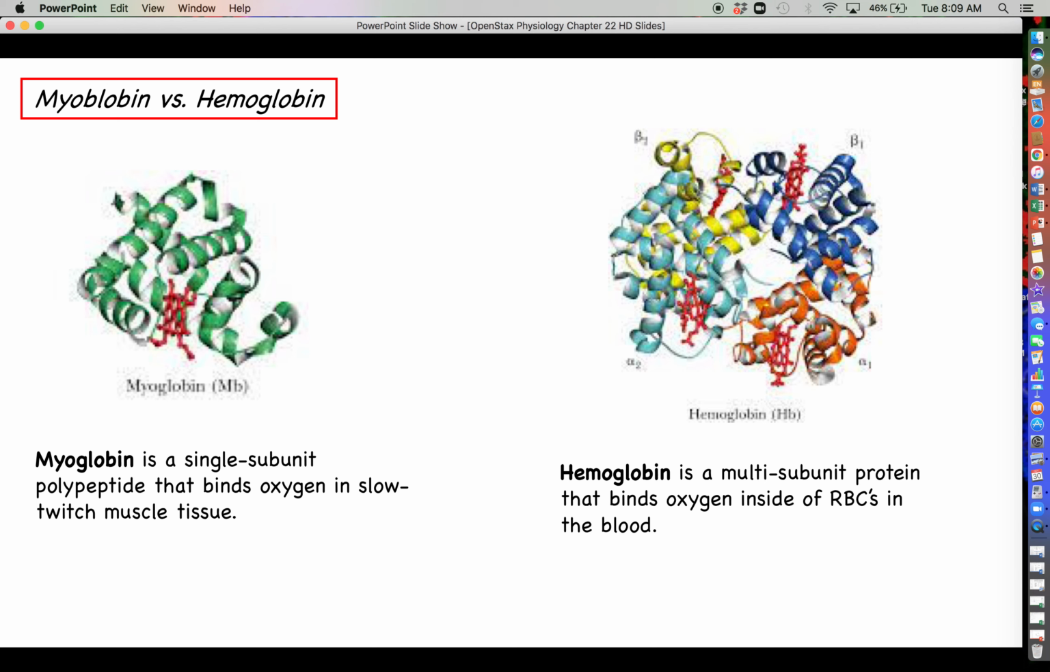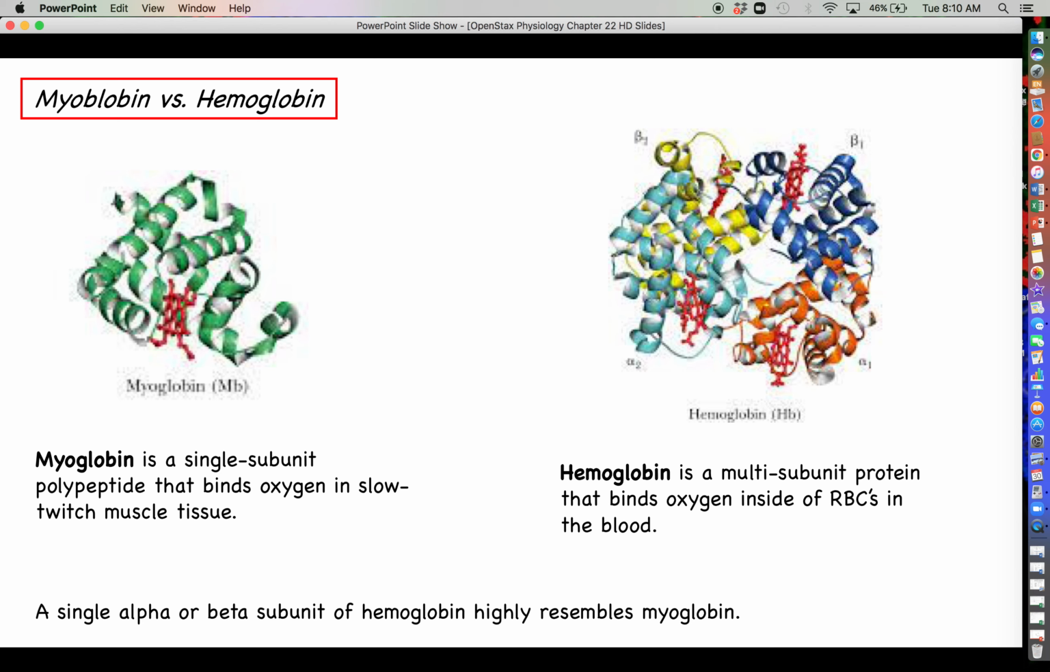So hemoglobin, since it consists of 4 subunits and each of them has its own heme prosthetic group, each of those hemes can bind its own oxygen molecule, and hemoglobin can bind up to 4 molecules of oxygen. And hemoglobin is not found in muscle tissue, it is found inside of red blood cells.